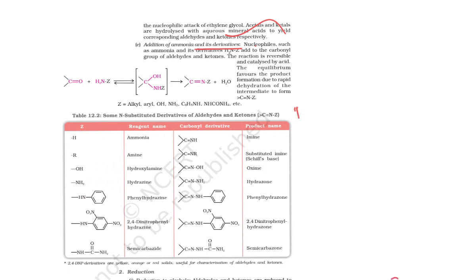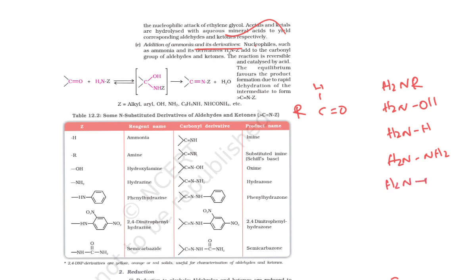I will take any one aldehyde, C double bond O H. What are the derivatives? I have NH2R, I have H2NOH, then NH3, then hydrazine, H2N NH2. Then we have phenylhydrazine, H2N NH C6H5. Then we have 2,4-dinitrophenylhydrazine, which is phenylhydrazine with NO2 at the second position and the fourth position.